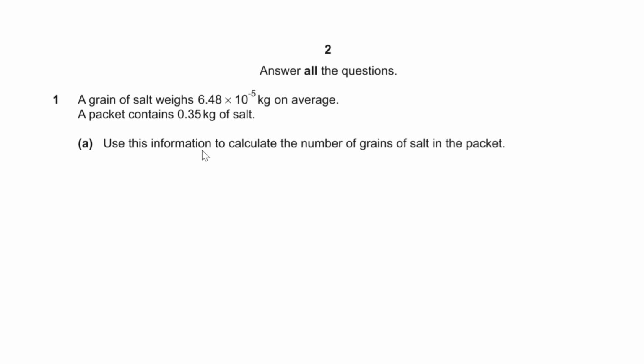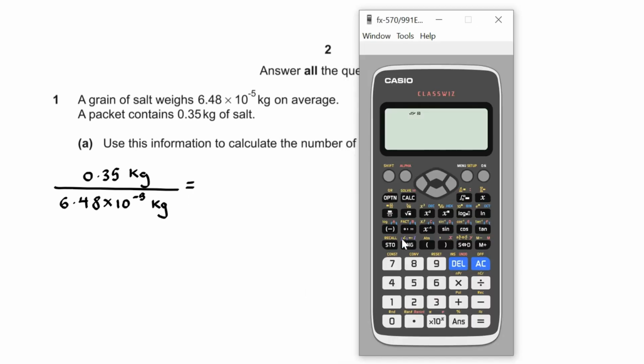Well, to do this, we need to find out how many grains of salt go into a packet, and this can be done by the following. We have 0.35 kilograms divided by 6.48 times 10 to the minus 5 kilograms, and therefore if we work this out, we have 0.35 divided by 6.48 times 10 to the minus 5.